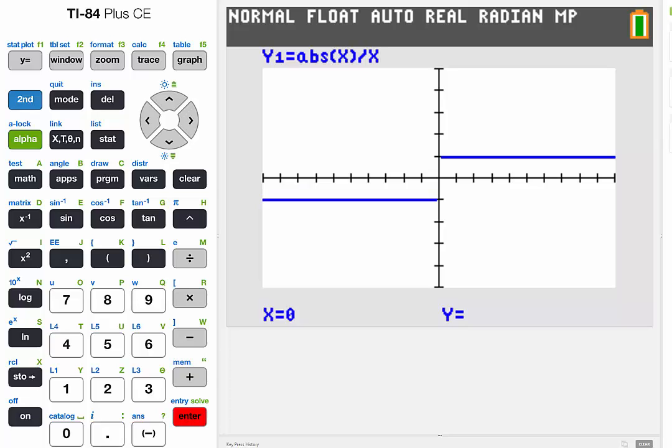So here's another example of a limit that does not exist, and another limit where a graph really makes that clear.